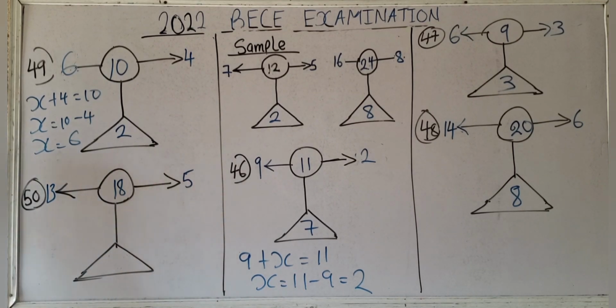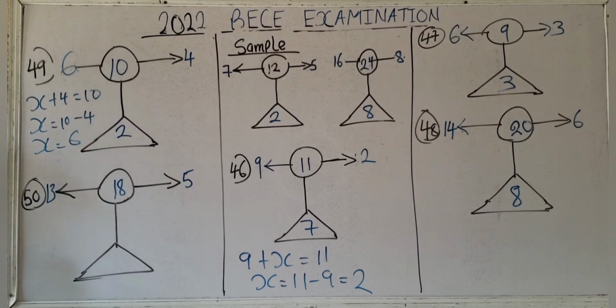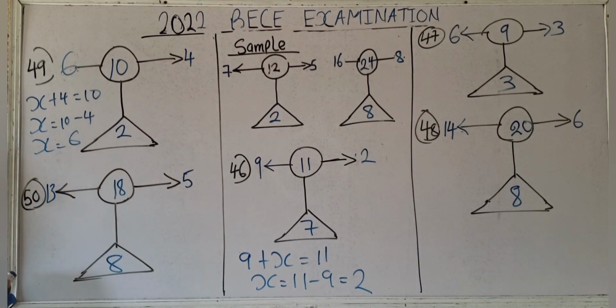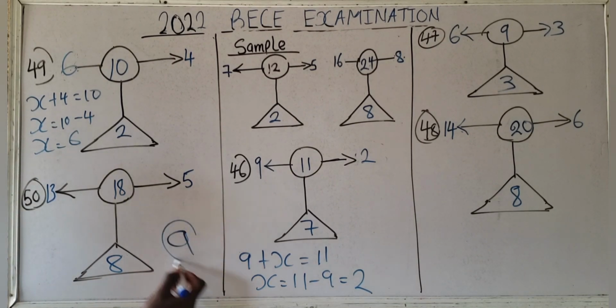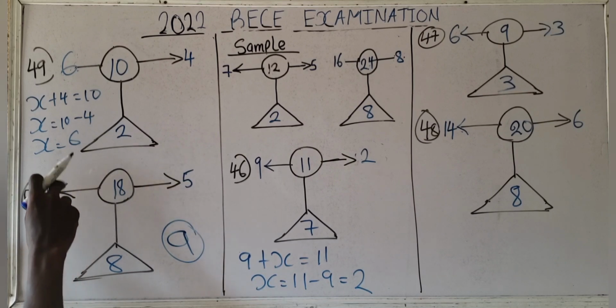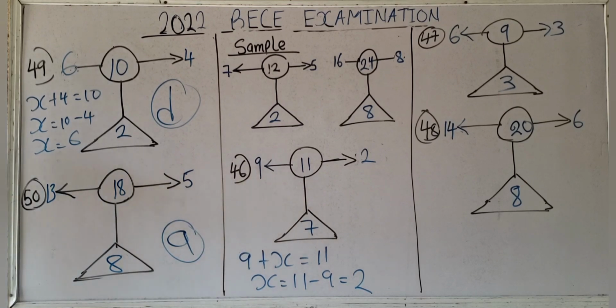And for question 50, we are asked to find what will be here. We have 13, 18, 5. What will be here? The difference between 13 and 5 is 8. You understand? So the correct option is 8. Okay? 13 minus 5 will give us 8. So the correct option here is 8, and the correct option is option A. For question 49, option D is correct. Okay? You understand? So that is the solution to that objective question.